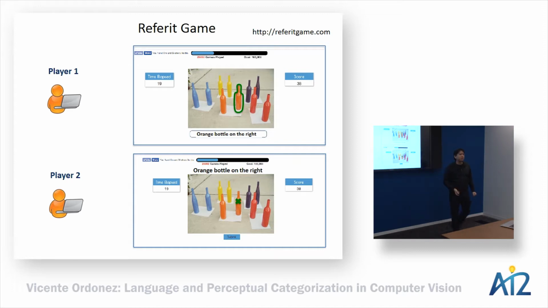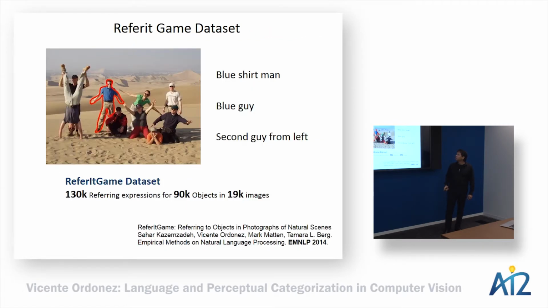So it's a cooperative game, very similar to other purpose-driven games like the ESP game or Image Labeler. And here is the description of our data set. We collected 130K referring expressions for more than 90,000 objects in almost the entire data set, 19,000 images. And this is work we presented in EMNLP last year.